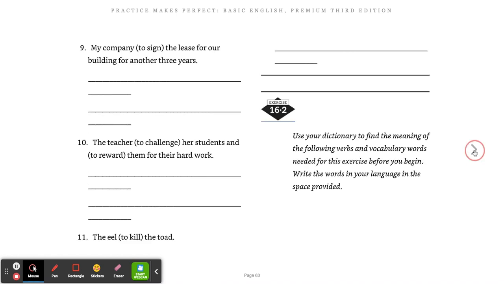Be sure to complete each of these all the way through number 11. Good luck, and I look forward to seeing your work.